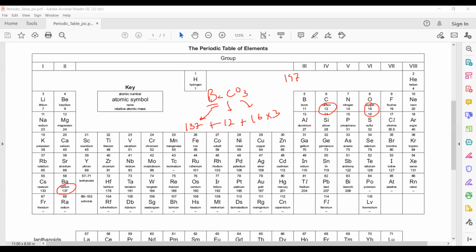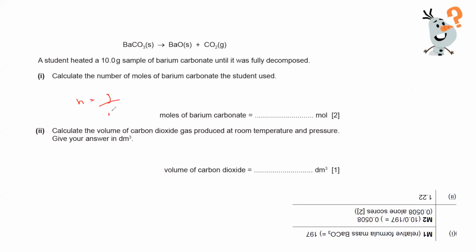So how do we get the answer? Because of the formula moles equal mass in gram divided by molar mass. Mass in gram is 10 and molar mass is 197. So how many moles do we get? We'll get 0.0508 moles of barium carbonate. Is it clear? Is it clear this part? The number of moles of barium carbonate? Anyone having a doubt in the first part?